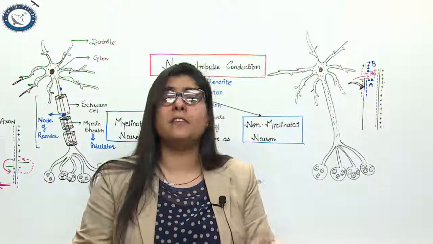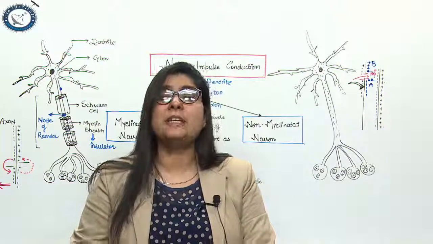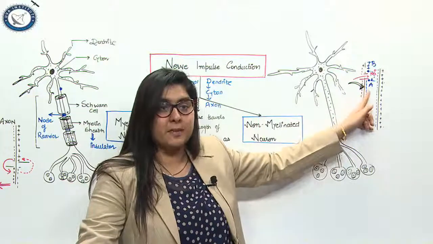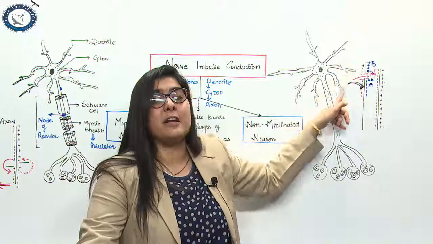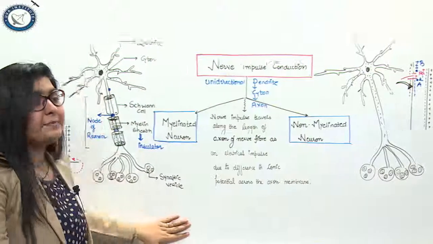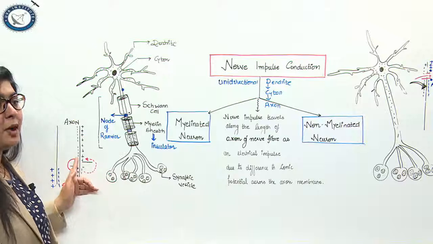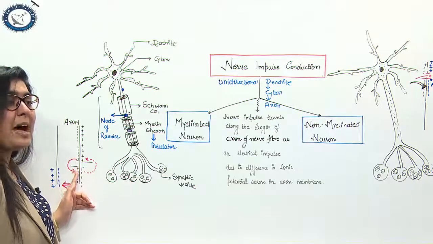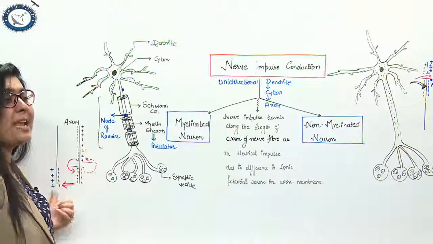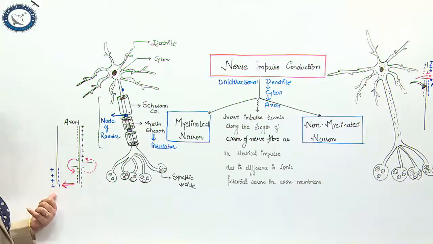Therefore, whenever we have a nerve impulse conduction, there is flow of charges inside in the intracellular fluid, and there is a flow of charges outside in the opposite direction. If the charges flow inside from point A to B, outside they flow from point B to A, so that there is a polarity difference which is created.